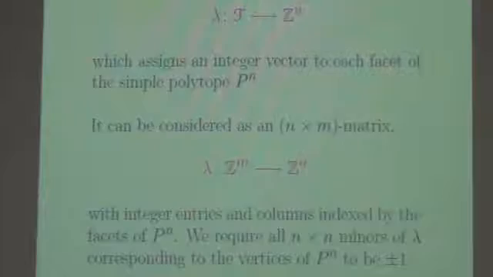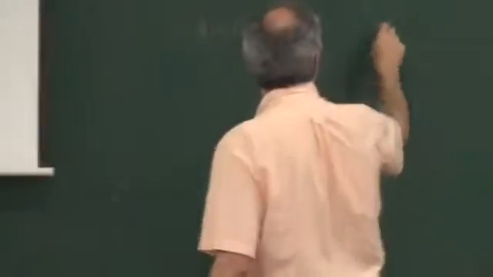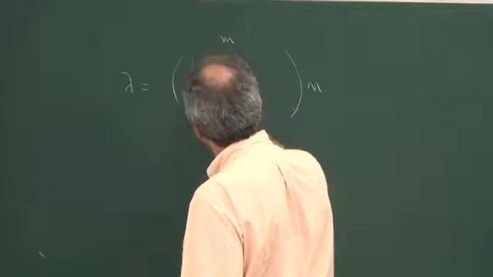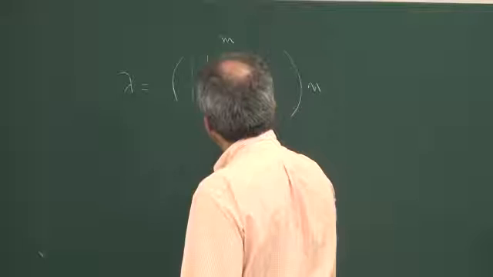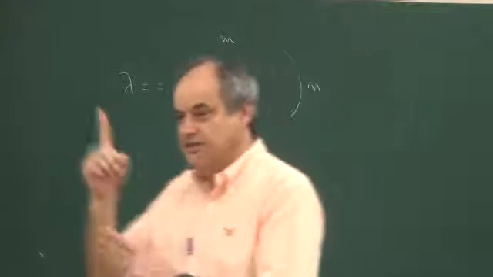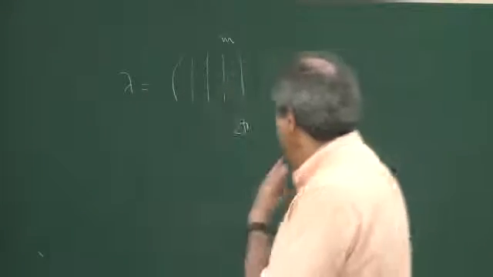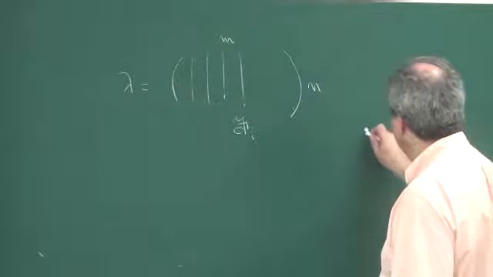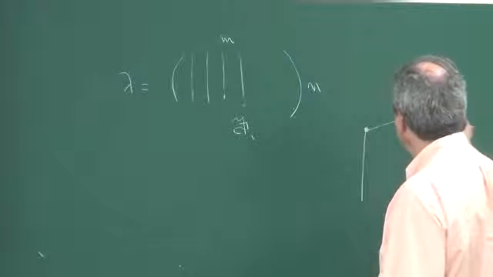So here is my matrix lambda. It has n rows and m columns. Now the columns are indexed by the facets of the polytope. Each facet indexes a column, and the requirement is that at each vertex of the polytope, n facets meet.